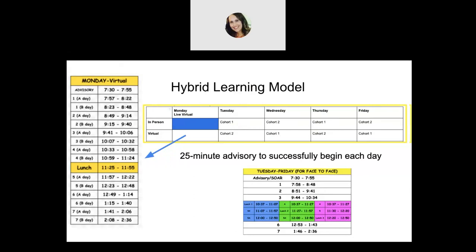So this screen shows exactly, at a glance, what a week will look like for different cohorts of students. On Monday, all students will participate virtually in an advisory that lasts 25 minutes at the beginning of the day to really ensure connectedness and a sense of belonging. And then the rest of the day, students will check in via WebEx into all of their classes. Tuesday through Friday, different cohorts of students will be participating face-to-face, starting the day with an advisory to again build that connectedness, and then following the schedule that appears on the screen.